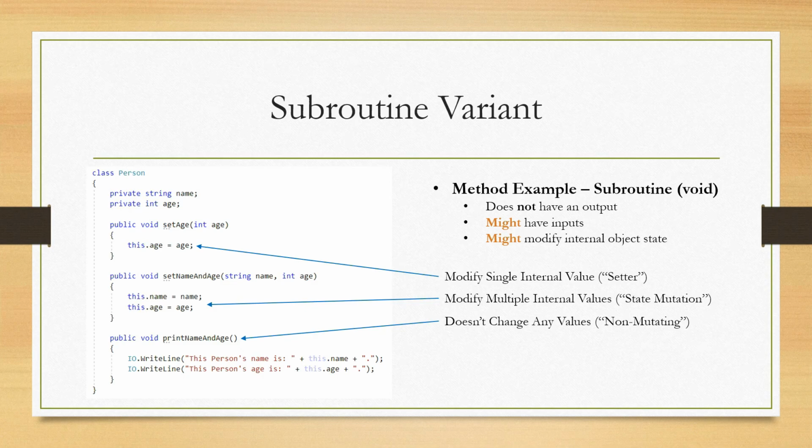And then the last one is, hopefully, straightforward, but like I said, you can do things that are illogical. printNameAndAge does not sound like it's going to change anything about my object, right? It just sounds like it's going to print things.